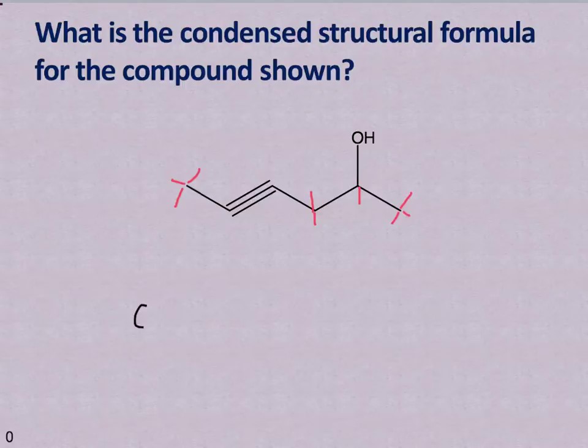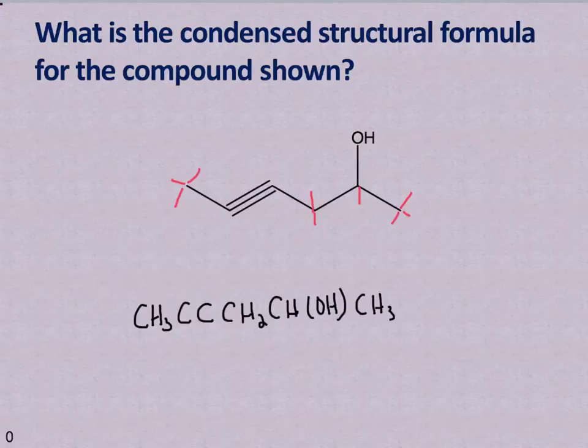And so I start with CH3. Now I have a carbon and a carbon because I don't have any hydrogens attached to either of those carbon atoms. Then a CH2, CH, OH, and then a CH3.